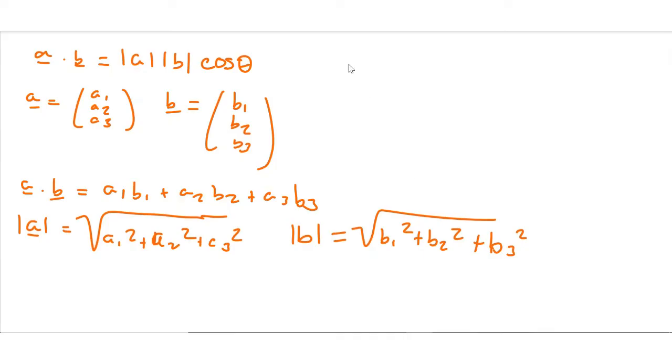Now we can just rearrange and we can find cos theta is equal to A dot B over mod A mod B. One question we could ask is how can we use this fact to find when vectors are perpendicular to each other?